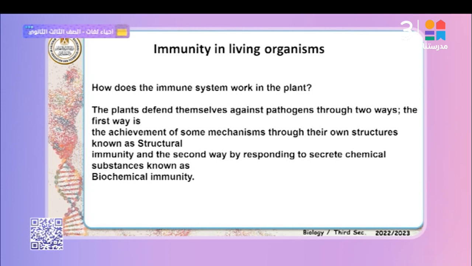Pay attention, please. Again, there are two types of immunity in the plant. Structural immunity is divided into A, pre-existing structural defense, and B, induced structural defense. The other type of immunity is called biochemical immunity, by secreting chemical substances to defend against the invasion of microbes and pathogens.